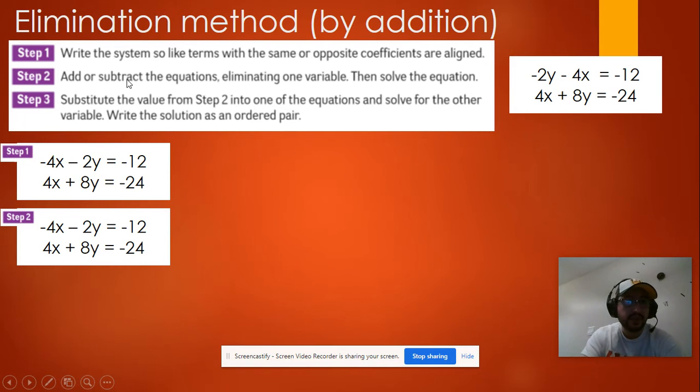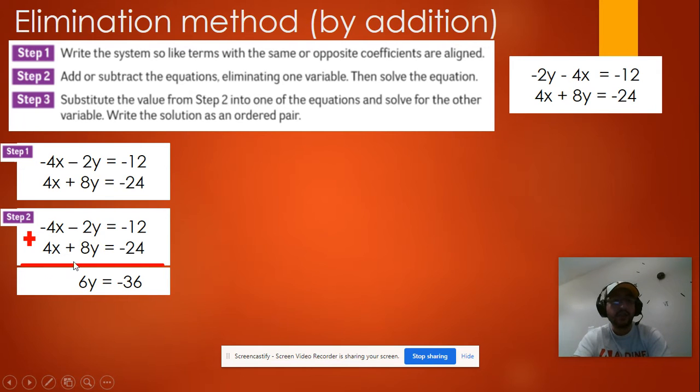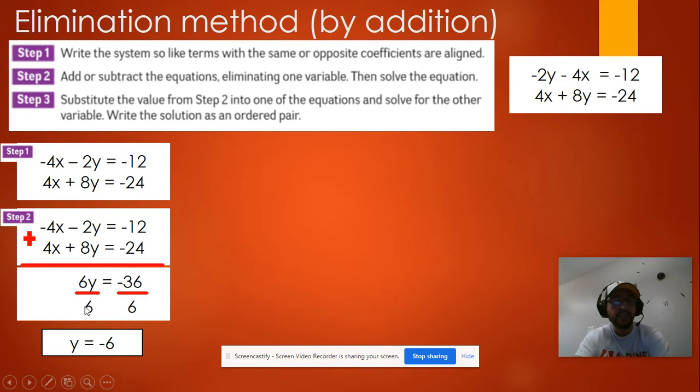As step number two, use addition or subtraction. I'm going to use addition because they are opposite. When we add them, negative 4x plus 4x will be 0. Negative 2y plus 8y will be 6y. Negative 12 plus negative 24 will be negative 36. Then solve this equation, divide by 6 on both sides, and then y equals negative 6. This is the first part of the solution.